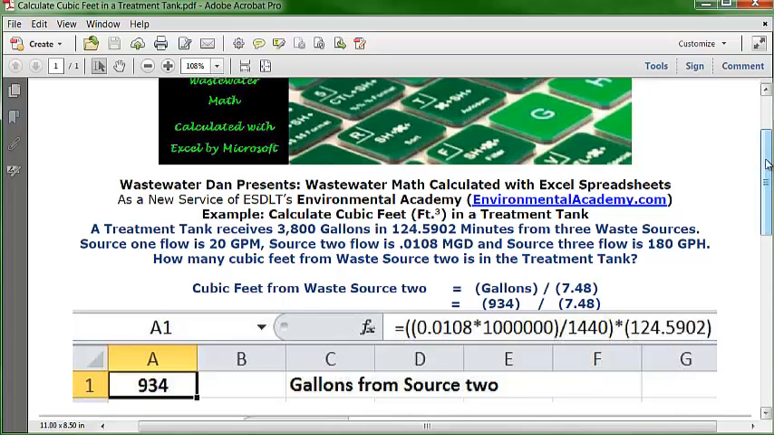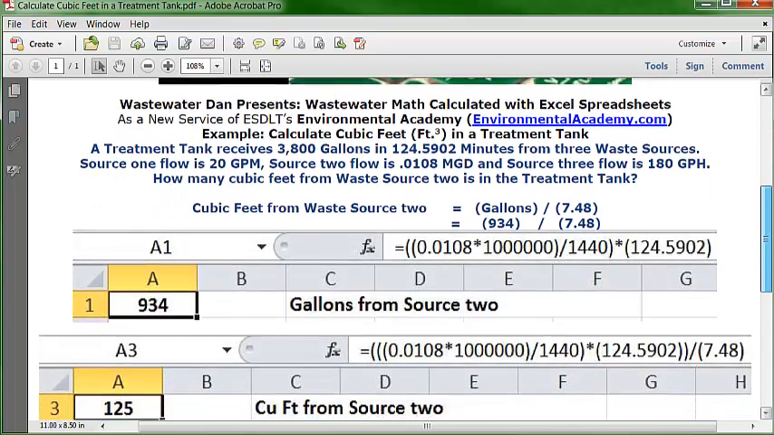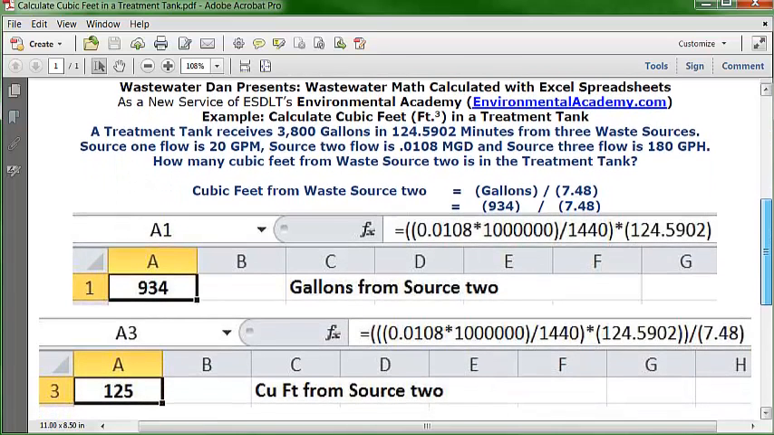So now that we have the gallons, we can then take that same basic information to calculate cubic feet from source 2. Now what I did is I took the formula where we calculated the 934 and I just pasted it in here, and I put another set of open and closed parentheses all the way around it. Then I simply put in the division key and divided by 7.48, and that's where I got cubic feet of 125. So that's the answer to this question, 125 cubic feet.